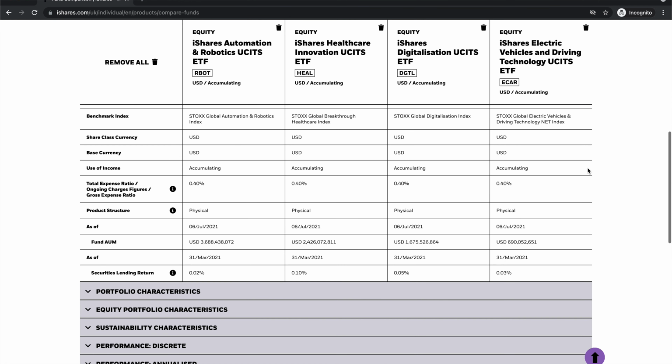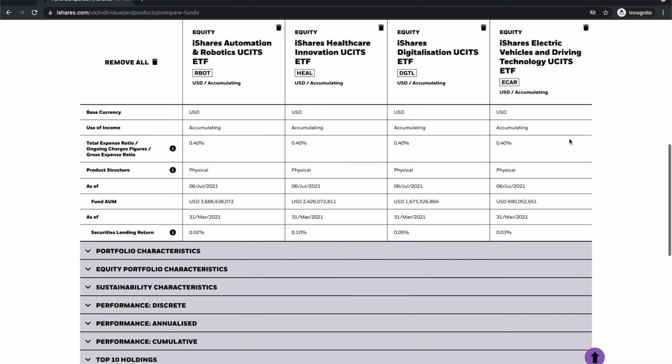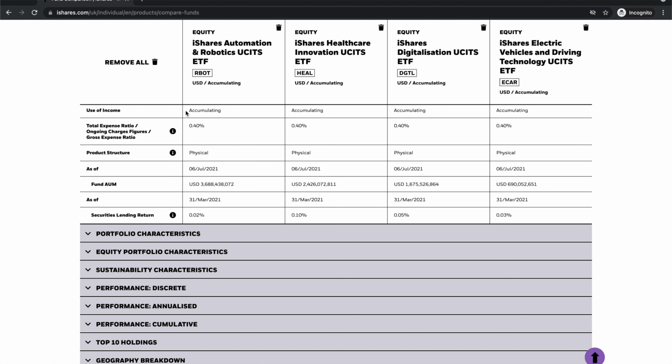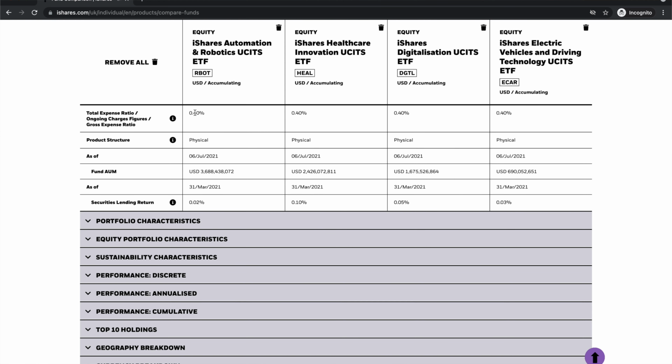And here below we can see the name of the benchmark index that these 4 ETFs are tracking. They are all from the same index provider, if you will, STOXX. If we keep scrolling down, again very important, the use of income is all accumulating, as we know, and then the ongoing charges or expense ratio.